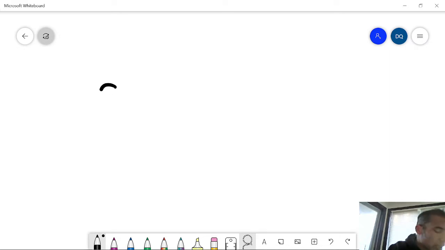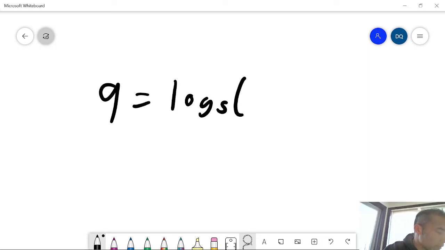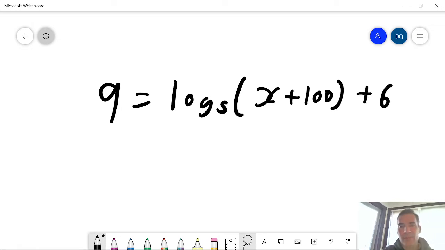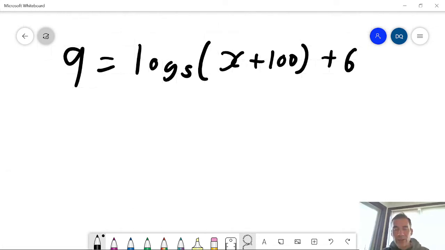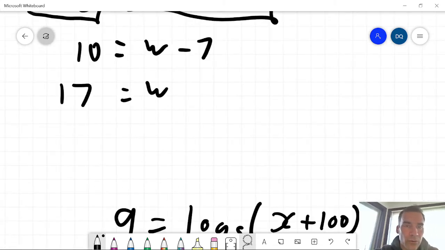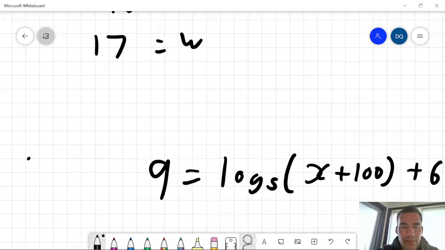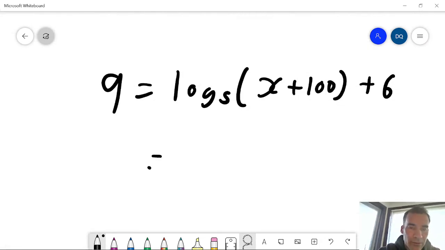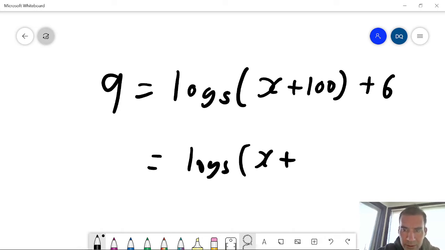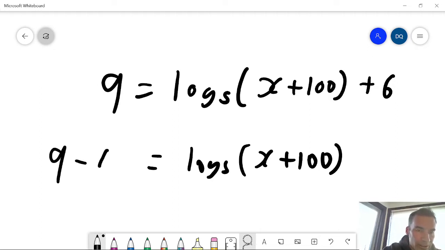Now let's say I've got 9 is equal to the base 5 log of x plus 100, and I'm adding 6 to that. Okay, so tricky looking question. Let's go for our strategy where we try to get the log of one thing equal to the log of another thing. So I'm going to keep the base 5 log of x plus 100 on the right, and I'm going to subtract 6 from both sides.